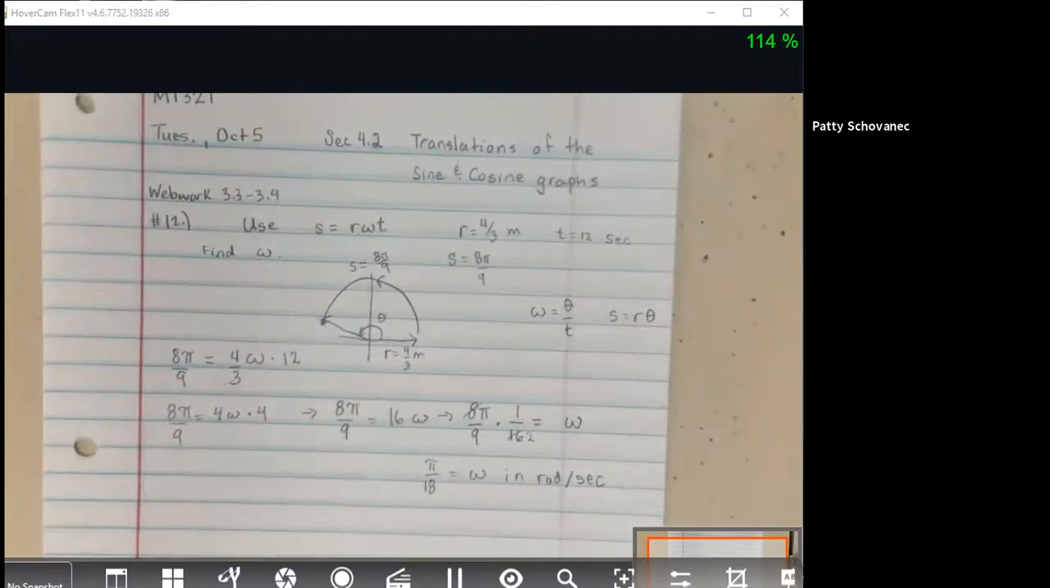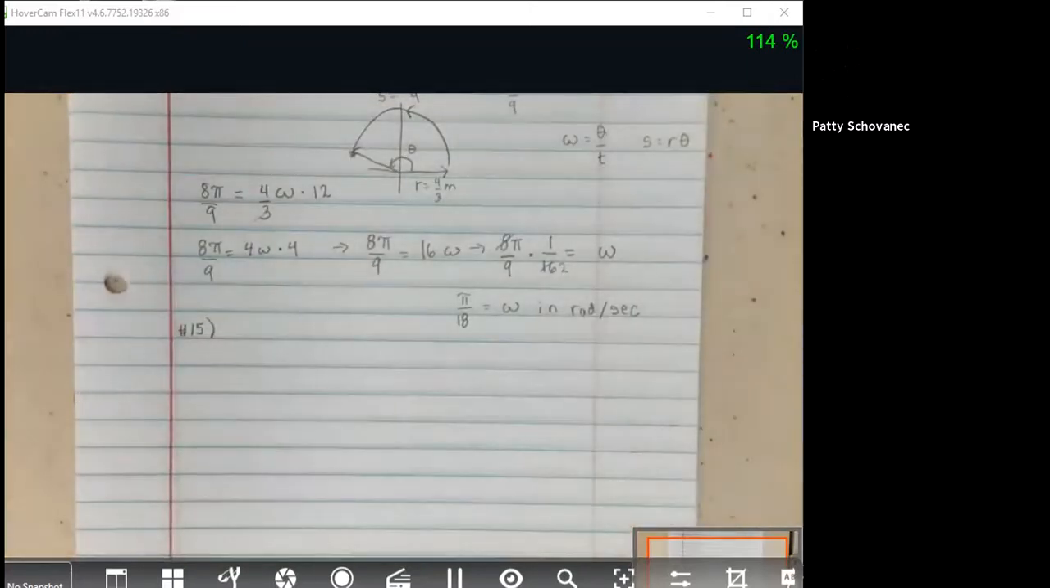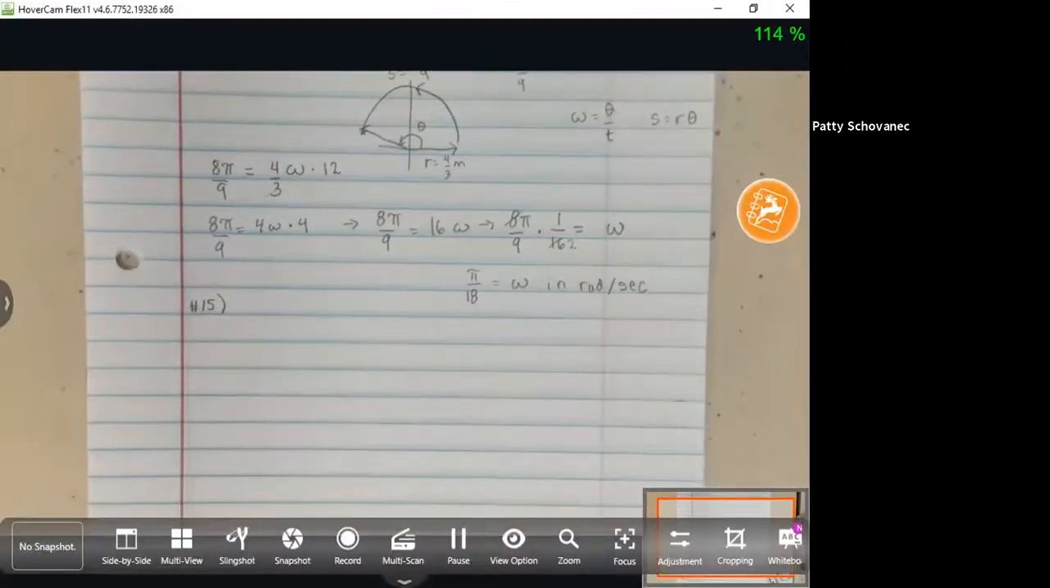In the same WebWork, number 15. See if I can find it. Okay, number 15. We've got a satellite traveling approximately 2,200 kilometers above the Earth. It takes 7 hours to make one orbit. For this problem, you can use decimal answers. Be sure to give several digits.